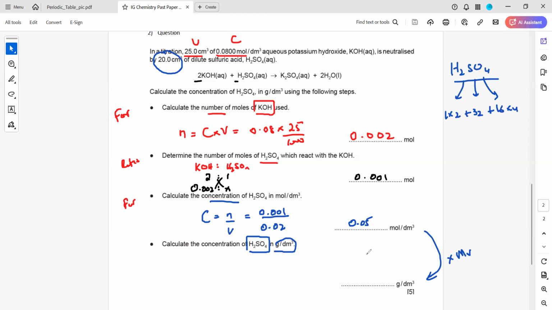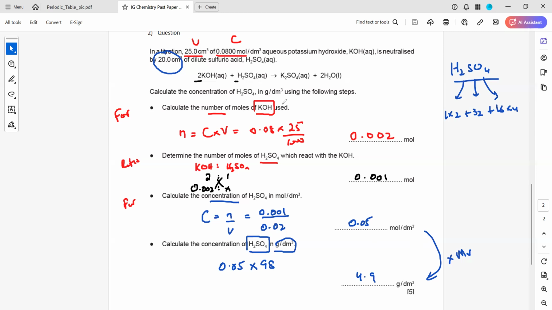So what we simply do, this 0.05 was the concentration in mole per dm cube. To convert into gram per dm cube, we multiply by molar mass. So 0.05 times 98. What's the answer? 4.9. So 4.9 grams per decimeter cube. So this is the way: whenever you want to solve a question, to convert the concentration from mole per dm cube to gram per dm cube, you multiply by molar mass.